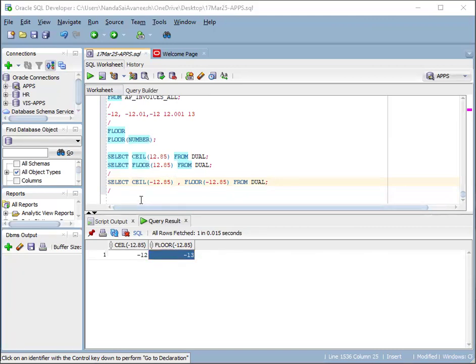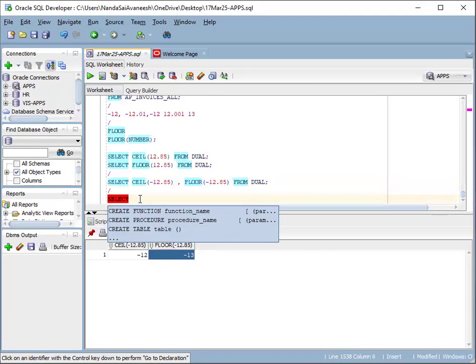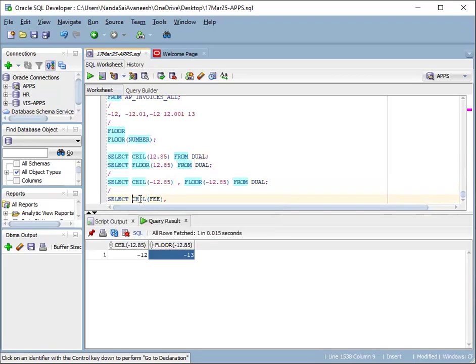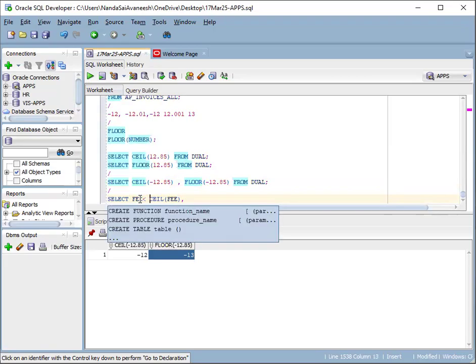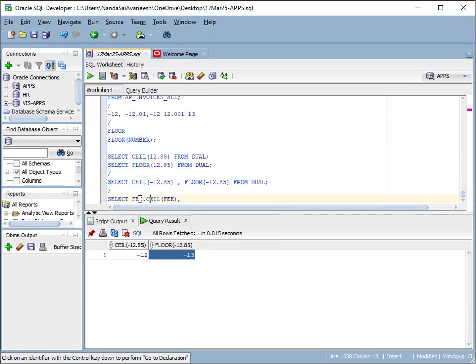For the same table, we have: select ceil of fees, let's say fees, comma ceil of fees, floor of fees from the duration table.